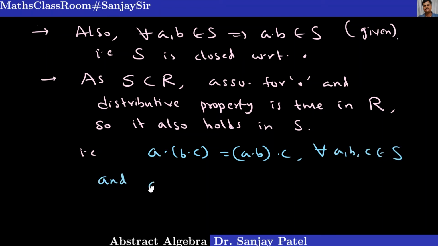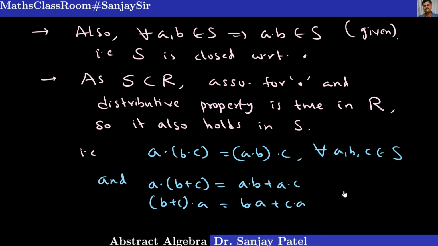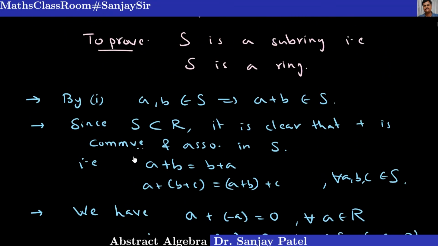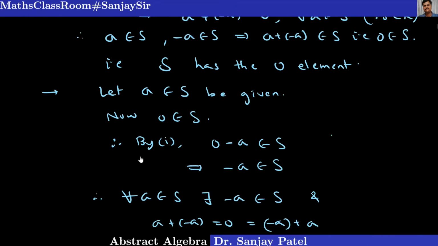And we also have the distributive property, A dot (B plus C) is equal to A dot B plus A dot C, and (B plus C) dot A is equal to B dot A plus C dot A. Again, this is also true for all A, B, C belongs to S. Because if we take any elements in S, they are also in R. And in R, both of these conditions are true. And these conditions are internal property of the elements. So this whole discussion says that the set S satisfies all the required conditions, 8 conditions of a ring. So therefore S becomes a ring, or S is a ring.